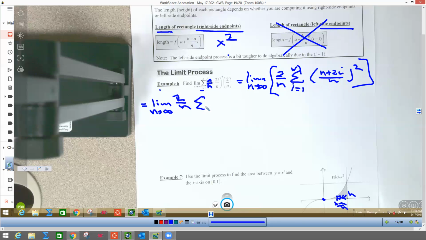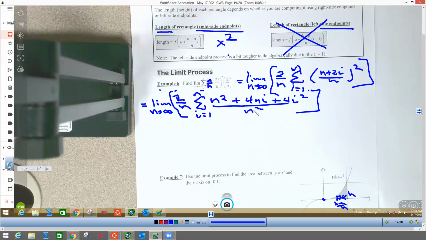All right, so I'm going to square n plus 2i, and if you remember, there is a shortcut to doing a binomial square. You're going to square the first term, then you're going to take the first term times the second term times 2, and then you're going to square the last term. And then on the denominator, you're going to square n. So I am going to be simplifying this thing down as we go here.